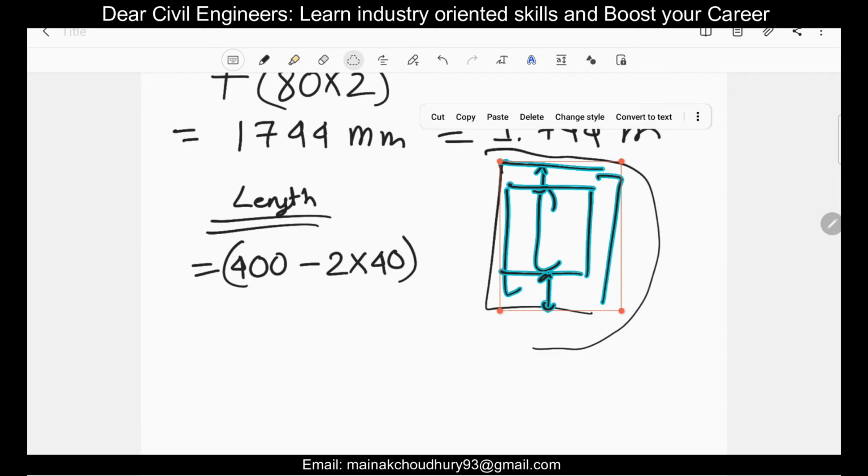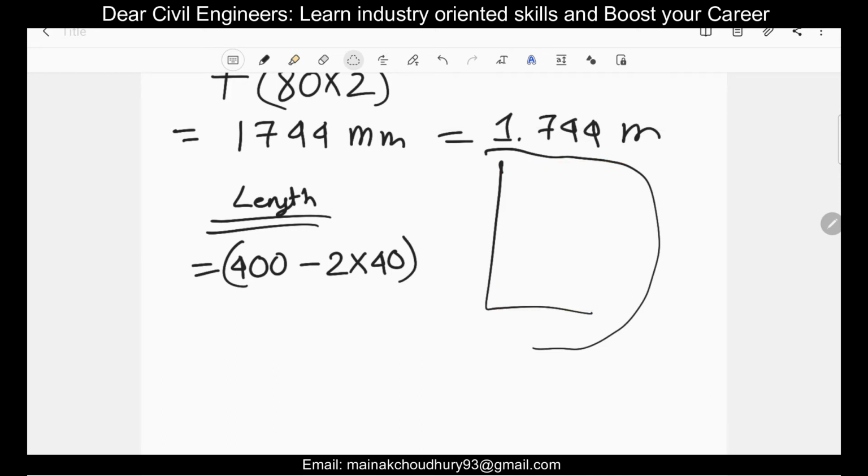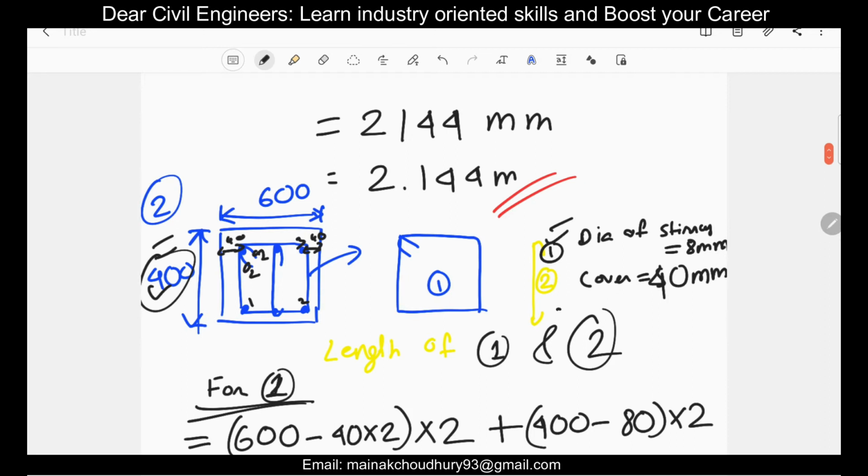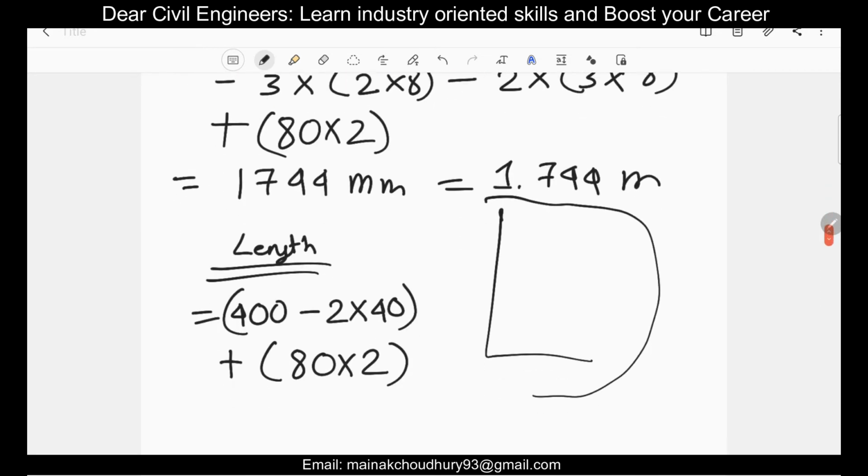We also have to just do the remaining part. This is the basic one, and let's add for the hooks. So it will be plus 10d, that is your 80 into 2. So why 2? Because we have two parts here, 1 and 2 for the two hooks, and then there will be your deduction.